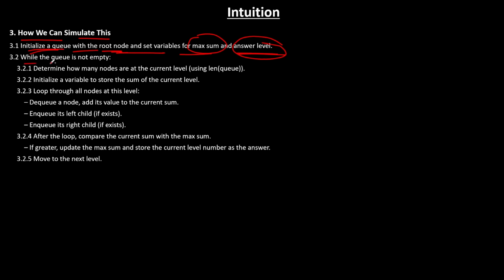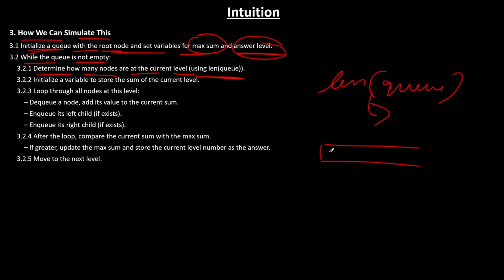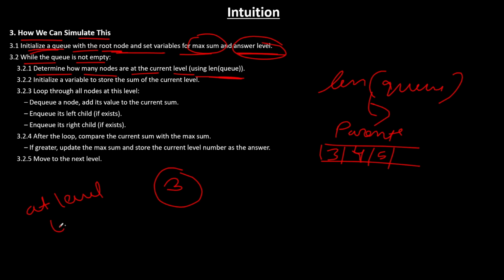While the queue is not empty, what we will do, we will determine how many nodes are there at the current level, and this is done by using the length of the queue. Length of queue basically tells us that, suppose this is the queue, right? 3, 4, 5 is the value in it. This length of queue will tell me that, okay, suppose these are the parents of any level X. So if I take the length of this particular queue, it will be 3. So at level X, total number of nodes are 3. Okay, this is what it means when we take out the length of the queue.